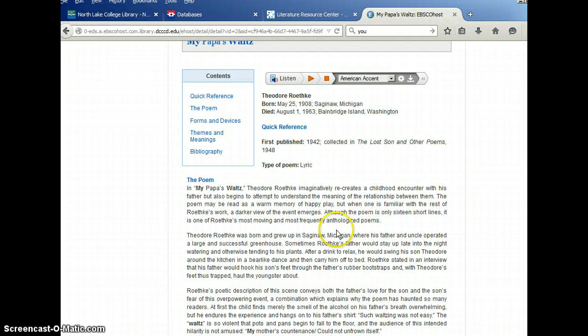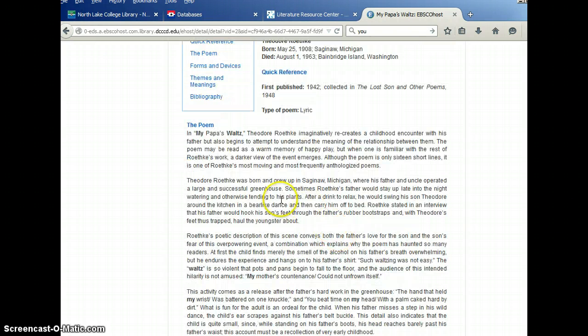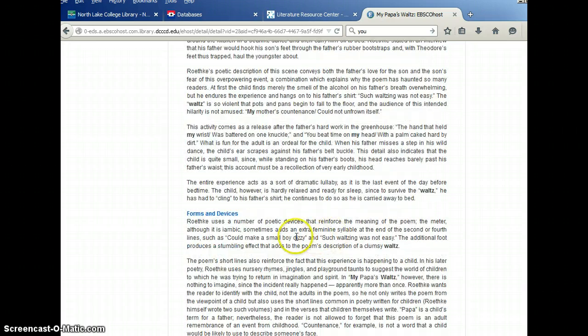So here it gives some details about the poem. It gives some biographical information about Theodore Roethke, but then it also gives me the specifics, some details that will help with my analysis. And so I think this will be a great source for my paper.